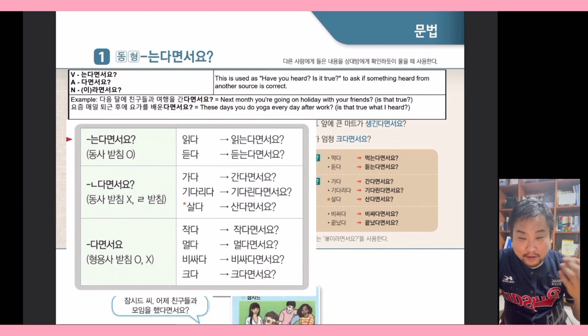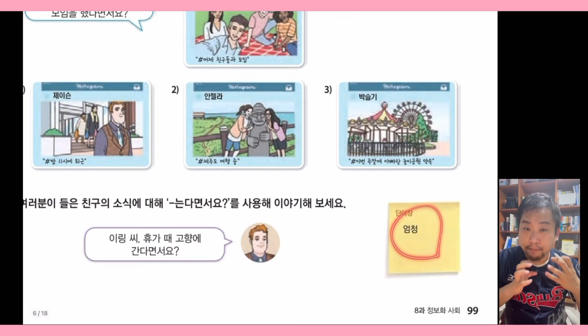So to distinguish this usage, when there is 받침 at the verb, we say 는다면서요. Or when there is no 받침 in the verb, or 리을 받침, we say ㄴ다면서요. So 동 is a verb here, and 형 is adjective. When there is an adjective, regardless of 받침, we say 다면서요. And here's our exception. And 엄청 is much.